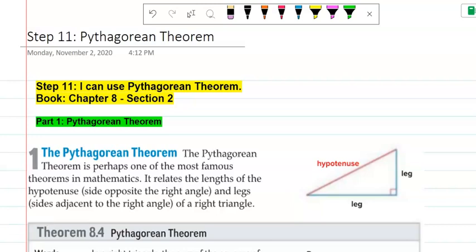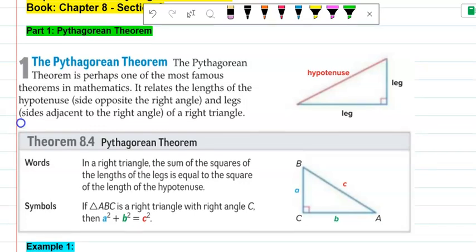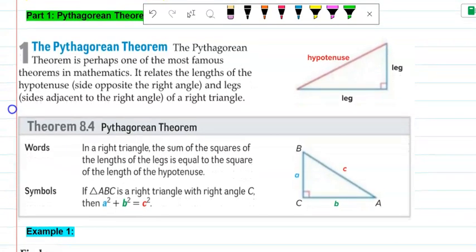Hello and welcome to step 11, where we're going to talk all things Pythagorean theorem. You may have seen this before, maybe in 8th grade when you did a geometry unit, but we're going to reiterate it because all of unit 3 is everything to do with right triangles.